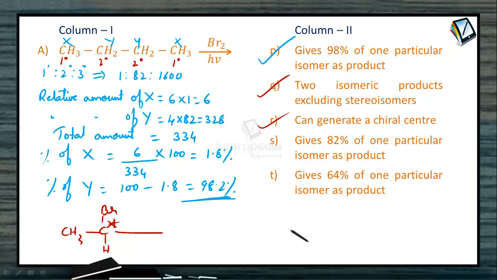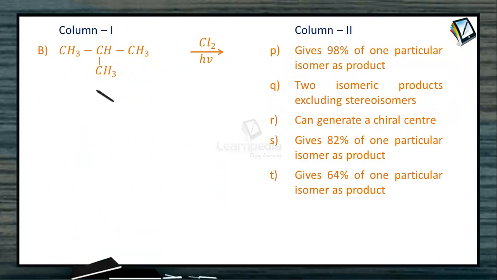Let's see the next one. Here we have two different types of hydrogens. These are the primary hydrogens which are 9 in number, and this is one tertiary hydrogen which is 1 in number. And here the reactivity of the primary, secondary and tertiary hydrogens towards chlorination is 1 is to 3.8 is to 5. Same as that of the first example, we can find out the relative amount of the various products formed by the replacement of one of these hydrogens with chlorine.